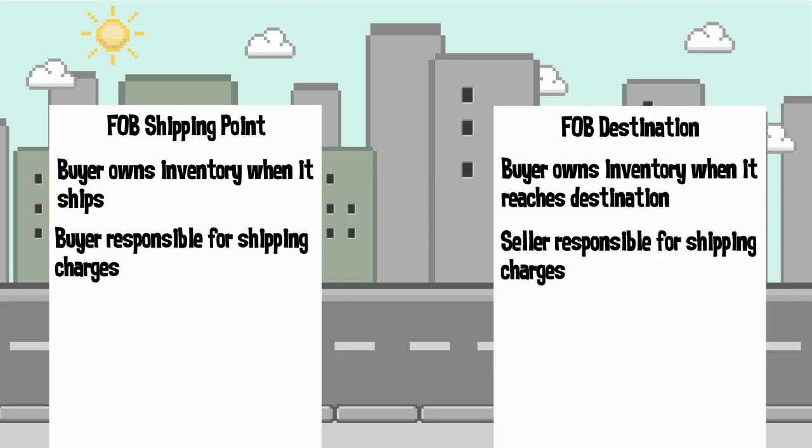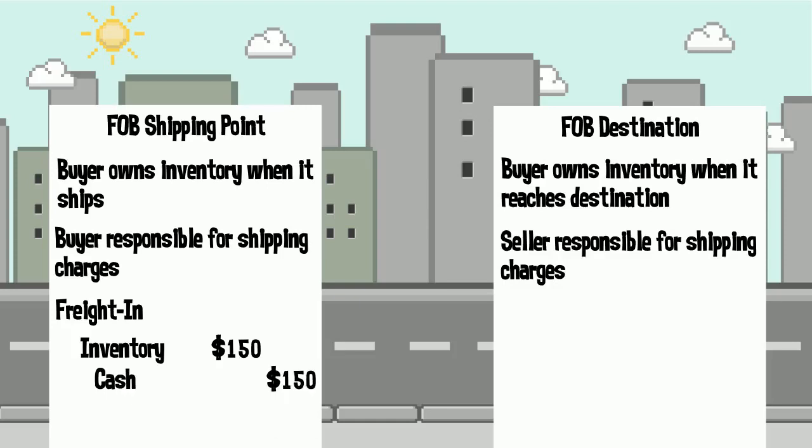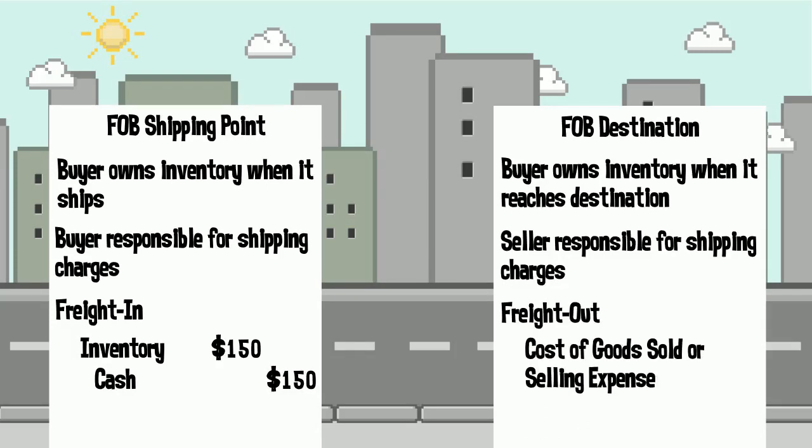Shipping charges paid by the buyer are referred to as freight in and are included in inventory costs. For example, if the inventory we purchased was FOB shipping point and we paid $150 for shipping, we would debit inventory for $150 and credit cash for $150. Shipping charges paid by the seller are referred to as freight out and are included in either cost of goods sold or as a selling expense.